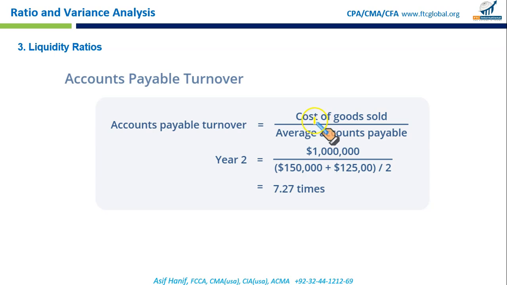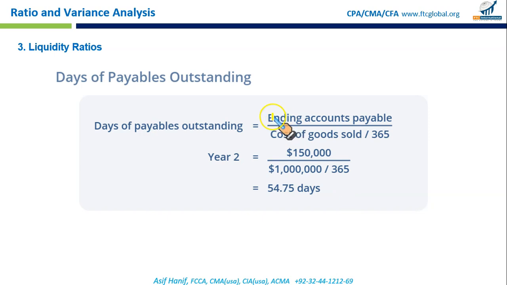As the formula tells you, it's CGS over average accounts payable. It tells us how frequently we pay our supplier. We pay our supplier nearly 7 times in a year. We would like to know after how many days, so we do the same thing. Ideally you should take average accounts payable over CGS times 365. That gives us that we pay our supplier on average in 54.75 days. So that's the average payment period.